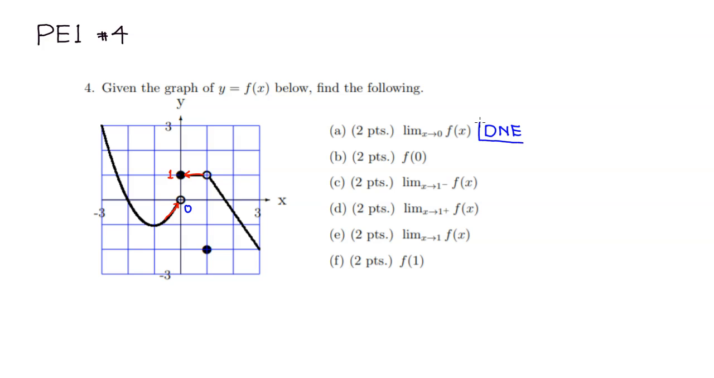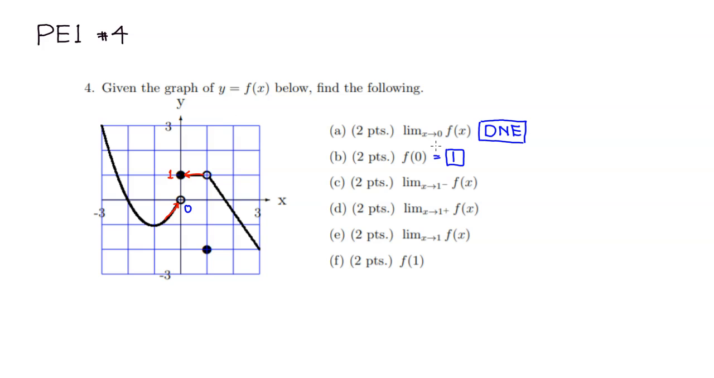All right, let's look at part B. Part B is a simple evaluation of the function. We want to know the function value of f at x equals 0. So what you do is go to x equals 0, and then go up and down to find the graph. You can see that the graph is right at this solid dot here. So the corresponding y value is 1. So we know that this is going to be equal to 1.